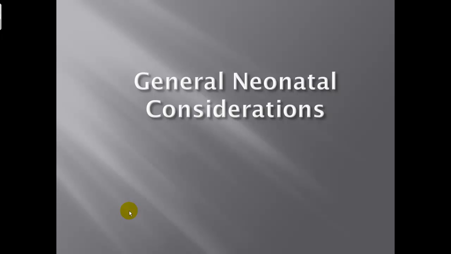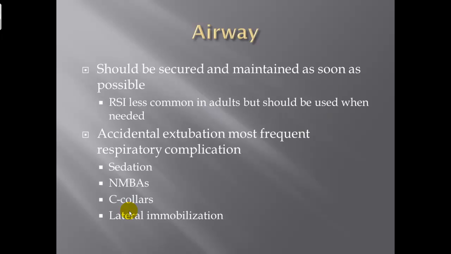General neonatal considerations. The airway should be secured and maintained as soon as possible. If RSI is the way that you need to facilitate that, then RSI is what you need to do. Accidental extubation is the most frequent problem whenever we look at respiratory complications. Be sure that sedation is on board, and neuromuscular blockades and their effective times have been kept up with. Once we get the child or the neonate intubated, C-collars are applied and there's some sort of lateral immobilization, so in case they move, it won't extubate them. The tubes are uncuffed. They seat on the first cricoid ring.